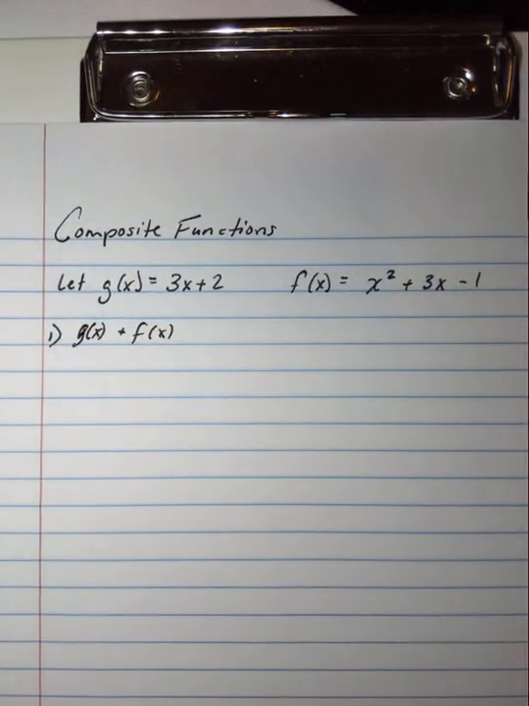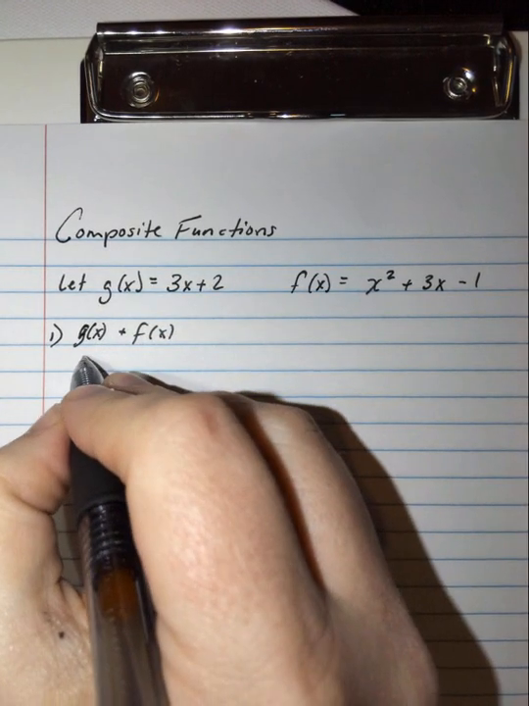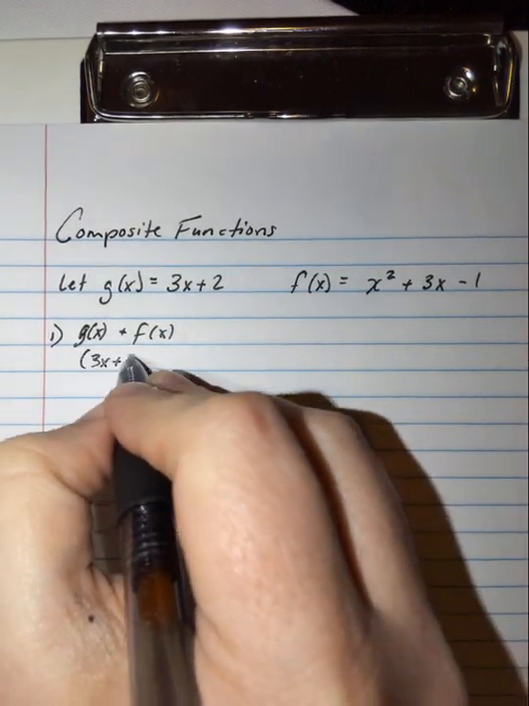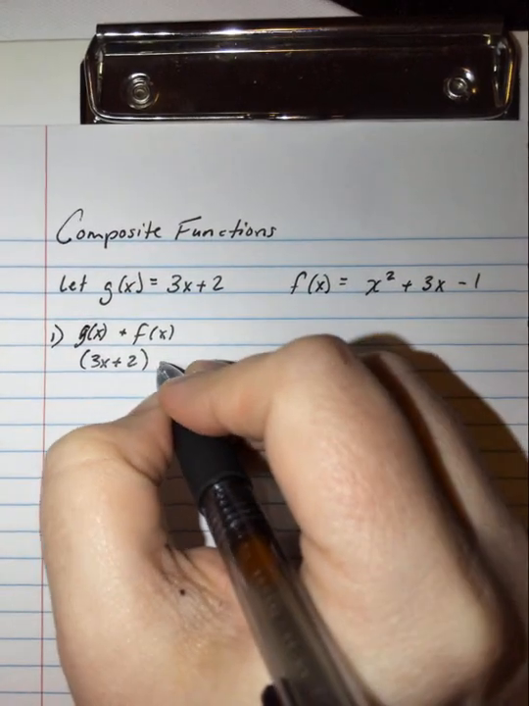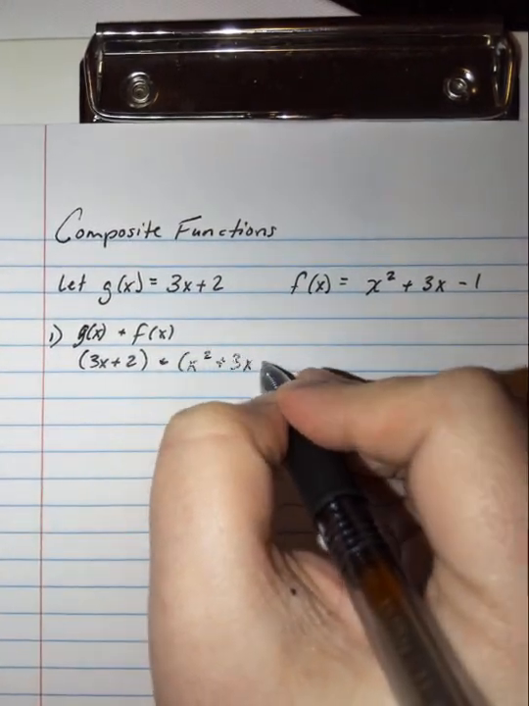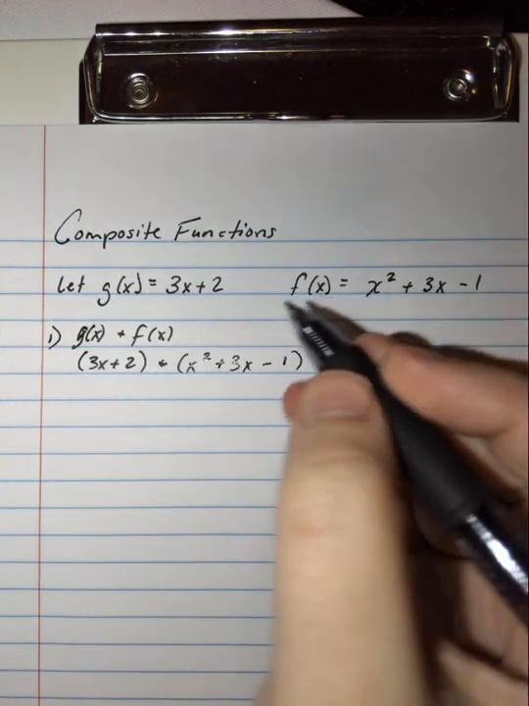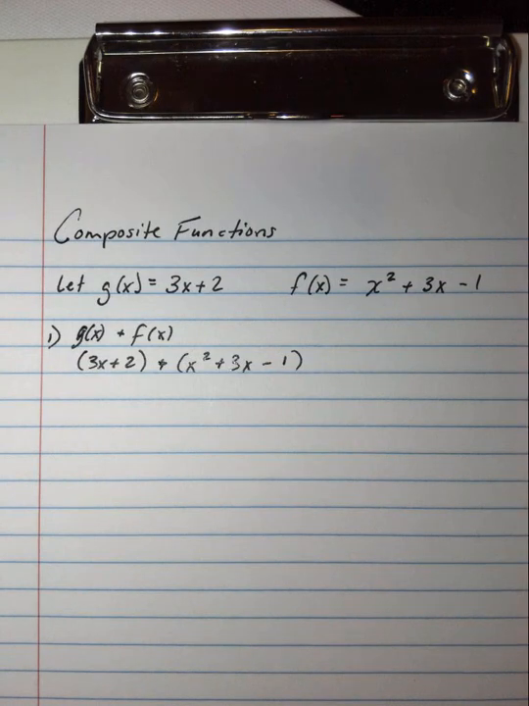Let's take this first problem, which simply says to take f of x and g of x and to add them up. So in this case, you're simply going to do what it says. g of x, 3x plus 2. You're going to add that to f of x, which is x squared plus 3x minus 1. In this case, very simple. It's a plus sign right here. All we're going to do is combine like terms.